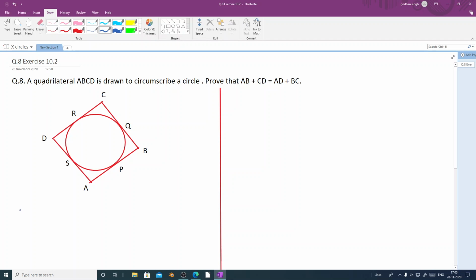Question 8, exercise 10.2. A quadrilateral ABCD is drawn to circumscribe a circle. Prove that AB plus CD is equal to AD plus BC. So, solving question number 8. Solution 8.